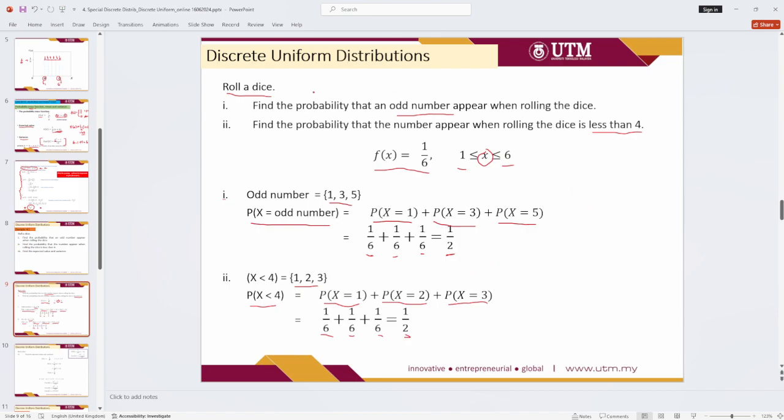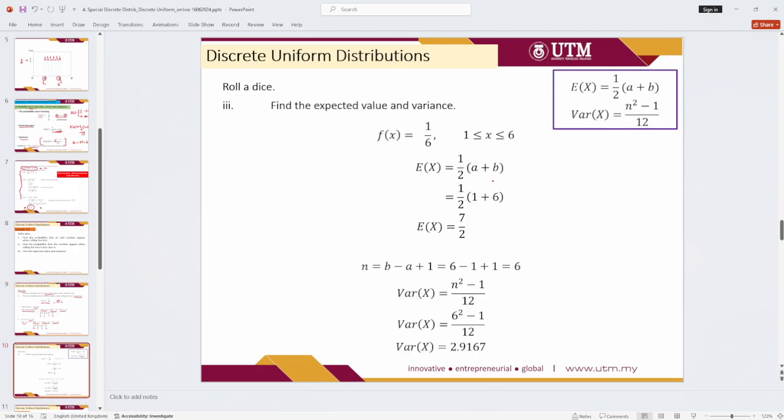So that's how you find these probabilities. Okay. The third question is to find the expected value and variance. Okay, let's take a look one by one. Let's find the expected value first. So the formula is up here. So the expected value is given by 1 over 2 multiplied with a plus b.